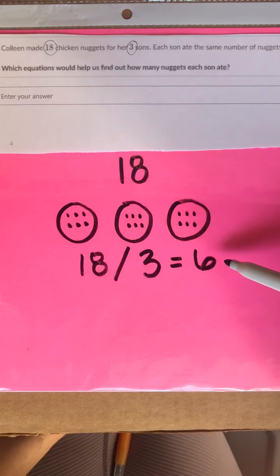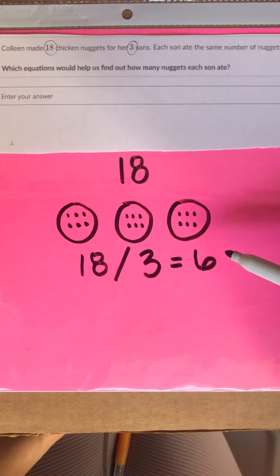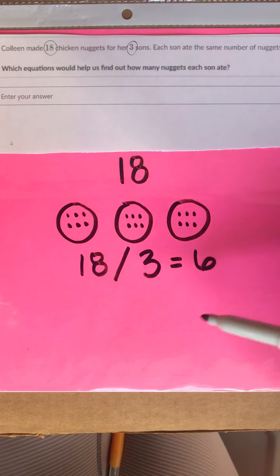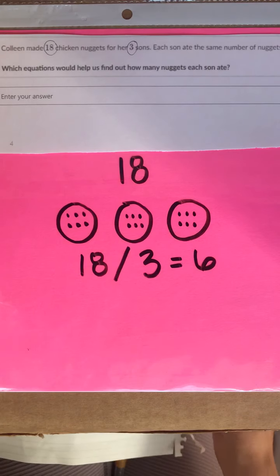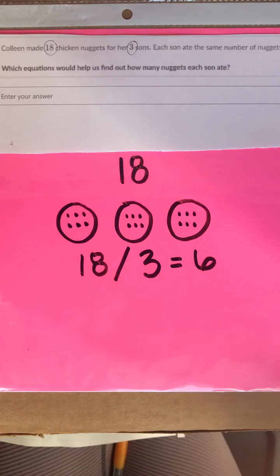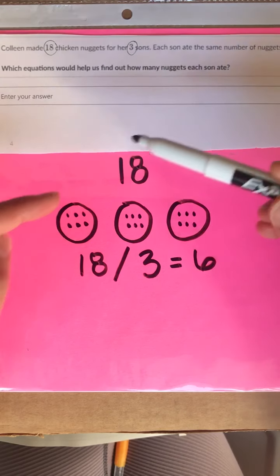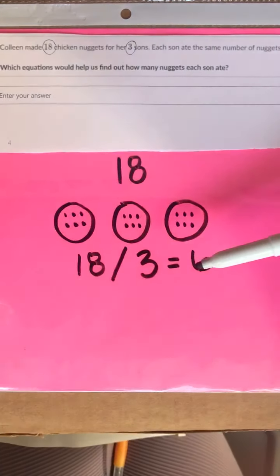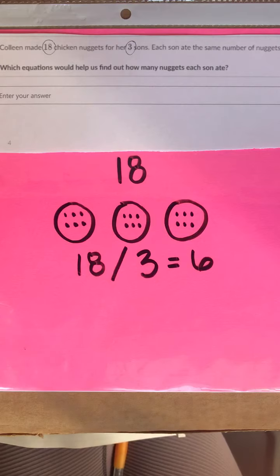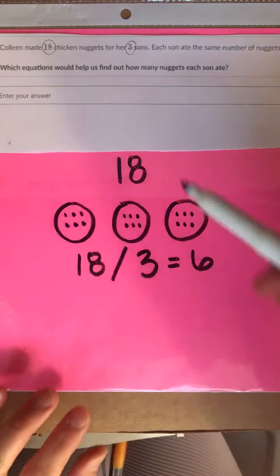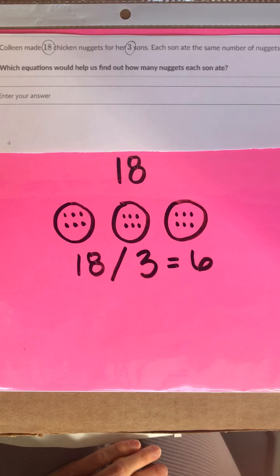Now, this question actually has 2 steps. We needed to write the division equation, and now we need to write the related multiplication equation. The reason we're doing that is because when we divide, we are separating a total or a whole into equal groups. When we multiply, we're going to join the groups back together to find our total.